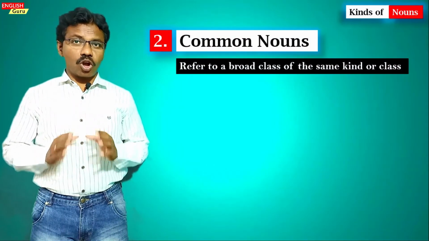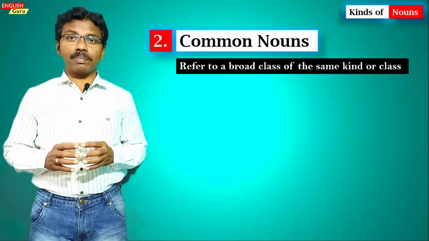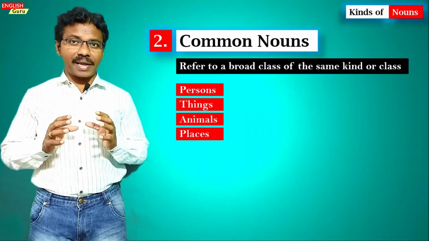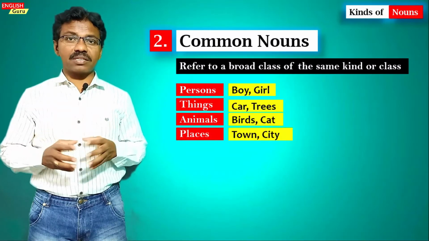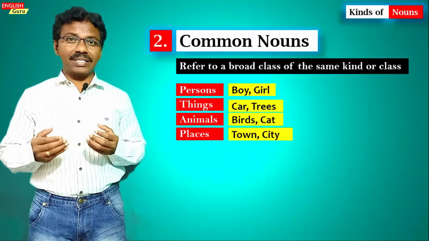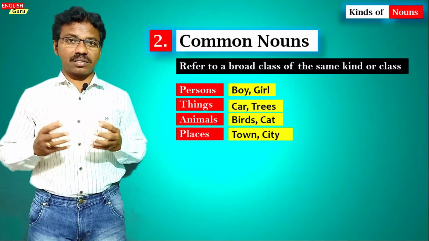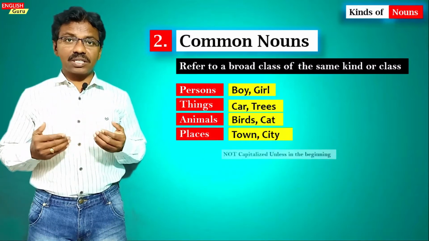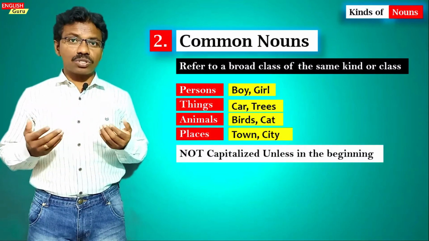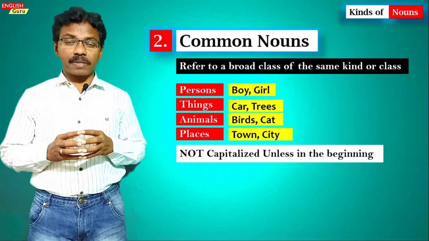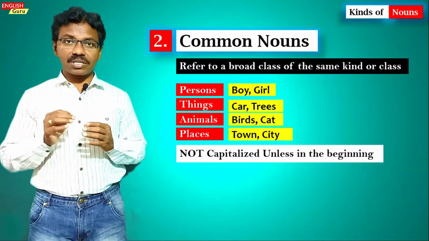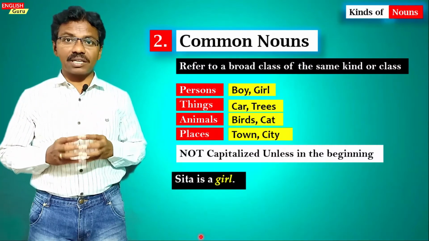And the second one is common nouns. Common nouns refer to a broad class of the same kind or class, like persons, things, animals, and places. Now, persons like boy and girl; things like car, trees; animals like bird, cats; places like village, town, city. And these are not capitalized wherever they come. No, we should not capitalize. We should not start common nouns with a capital letter.